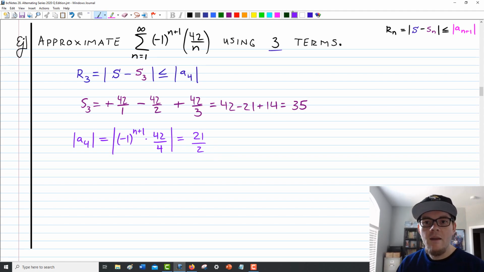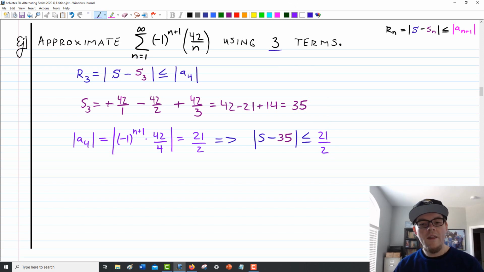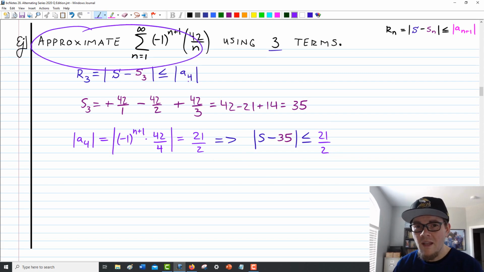What we then can say, based on all this information, is we now have everything we need. That remainder, or the error, is going to be the magnitude of the difference of S and S sub 3, which we said was 35. And that's going to be less than or equal to 21 over 2. So having done all that, we've completed a statement, but would you really say that we've approximated the series sum? Because I wouldn't.